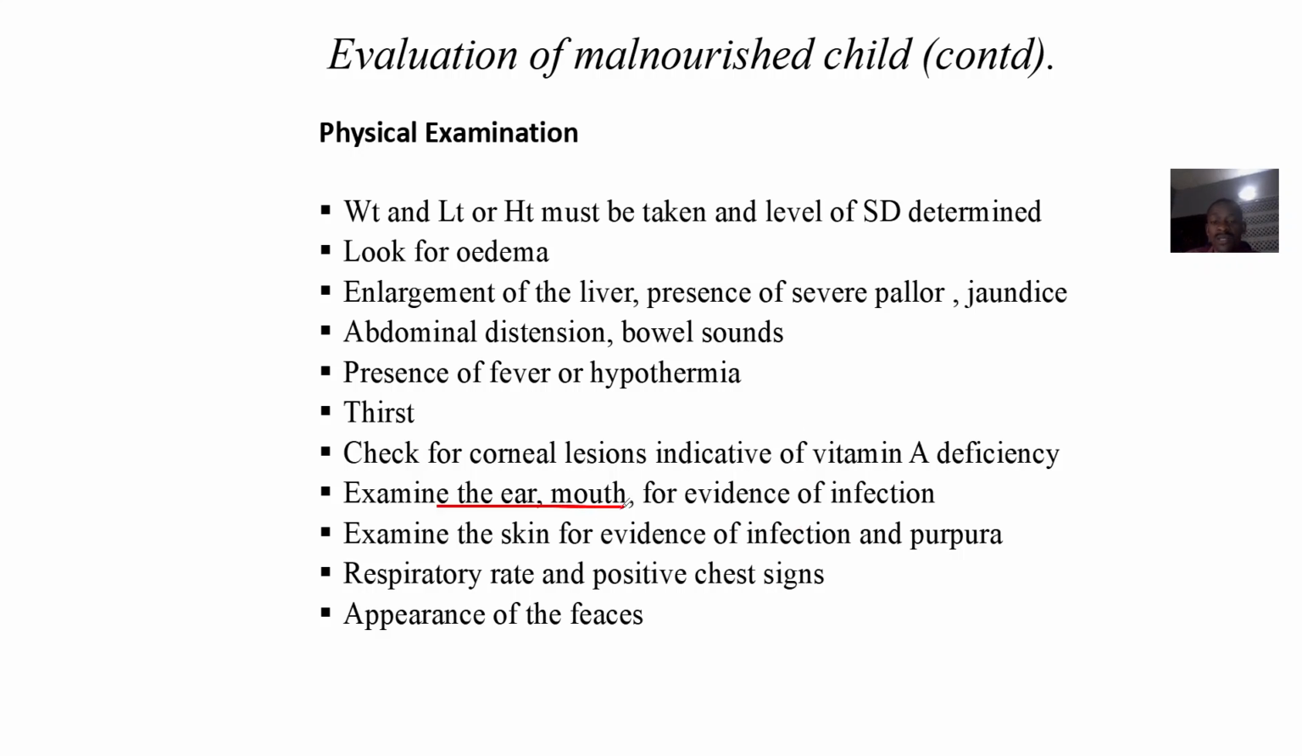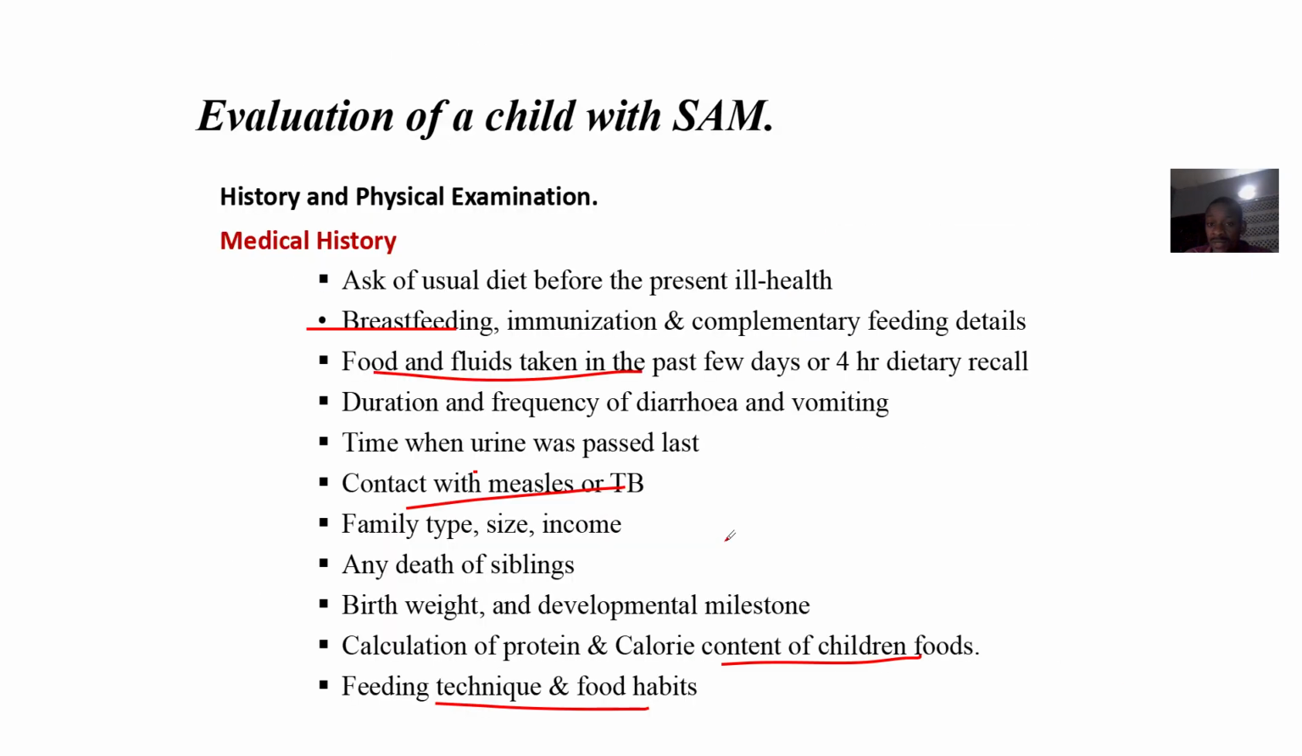You examine the ear and the mouth for evidence of infection. You examine the skin for evidence of infection and purpura. You check the respiratory rate, positive chest signs, then the appearance of the feces of the child. Right, so that's how you can examine a child that has severe acute malnourishment.